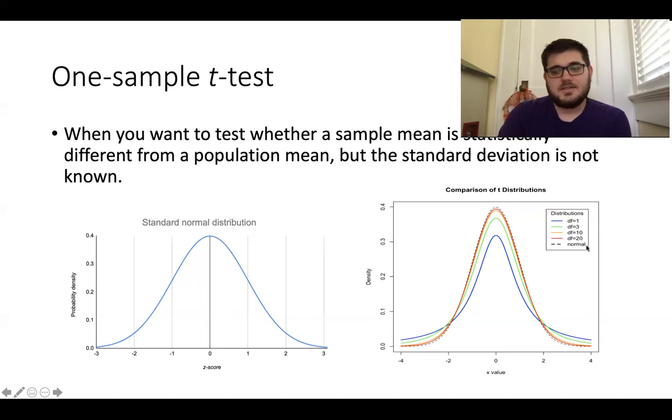And as degrees of freedom gets bigger and bigger, the t distribution approximates the normal distribution. That's the black dotted line here, the normal distribution. You can see when degrees of freedom equals 1, the t distribution has larger tails than the normal distribution. But as degrees of freedom gets bigger, the peak of the t distribution gets closer to the peak of the normal distribution, and the tails start to line up.